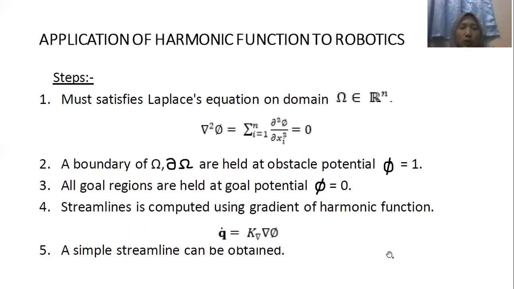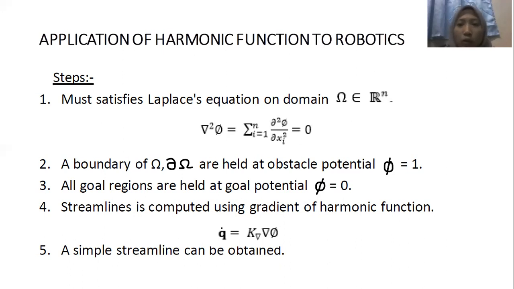Okay, so in order to apply harmonic function in robot path planning, first it must satisfy the Laplace equation on domain omega in R power n. This is true since we know that for a function to be harmonic, it needs to satisfy the Laplace equation through the formula given. To compute this formula, xi will be the Cartesian coordinate and n is the dimension. Then the boundary of omega, denoted as delta omega, is held at obstacle potential, where the harmonic function is equal to 1. This refers to the boundaries of all obstacles in robot path planning.